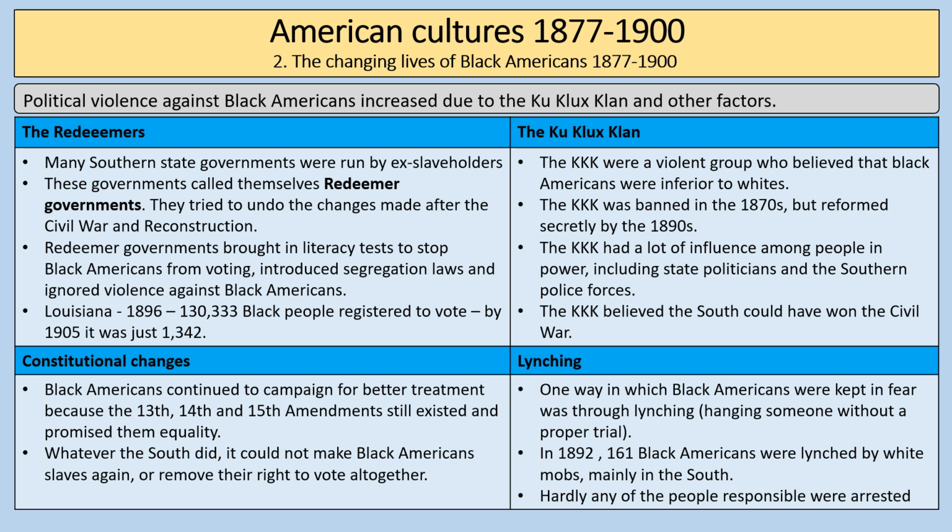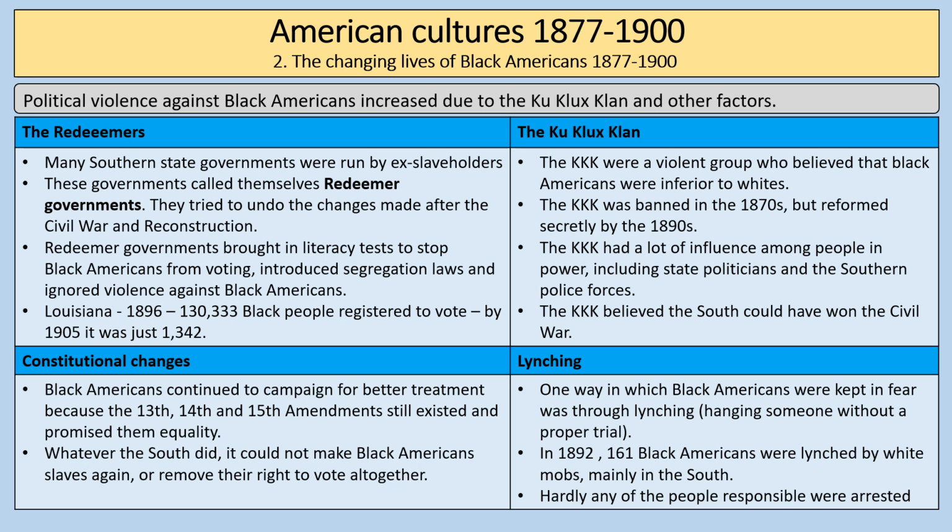There were constitutional changes. Black Americans continued to campaign for better treatment because the 13th, 14th and 15th Amendments still existed and promised them equality, citizenship and voting rights. But whatever the South did, it could not make black Americans slaves again or remove their right to vote altogether. But lots of constitutional verdicts like Plessy versus Ferguson that we just talked about eroded those constitutional rights.